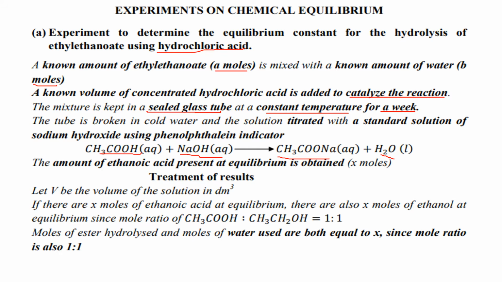So let's start the treatment of results. First of all, you have to have a fixed volume, and that volume must be measured in decimeters cubed. So let the volume of the solution be V decimeters cubed. Secondly, if there are X moles of ethanoic acid at equilibrium, then there are also X moles of ethanol at equilibrium, since the mole ratio is 1 to 1. We are going to see how this comes about in the table on the next slide.